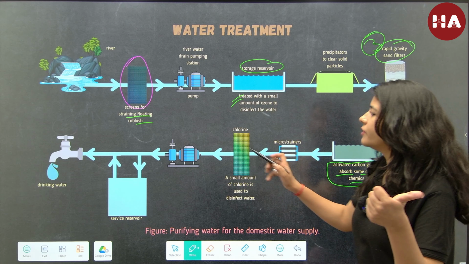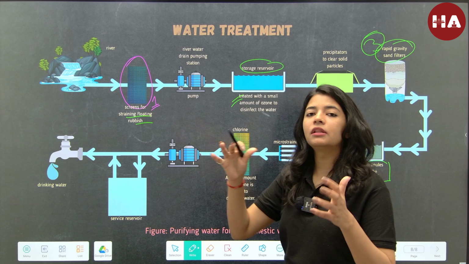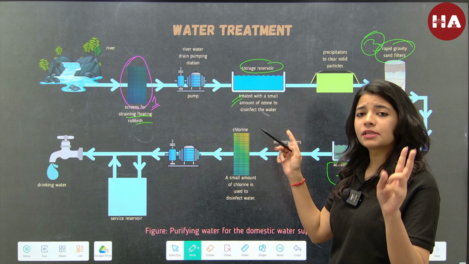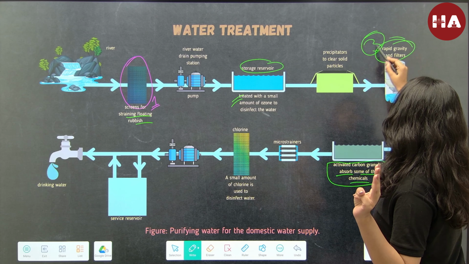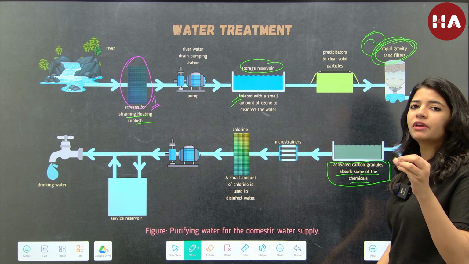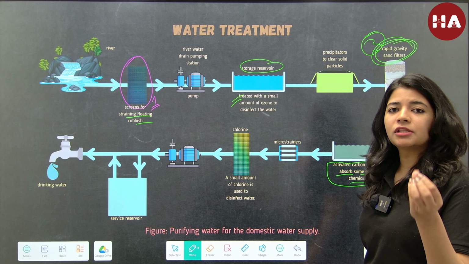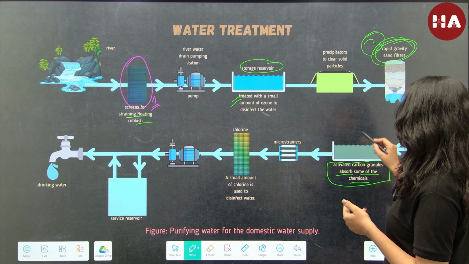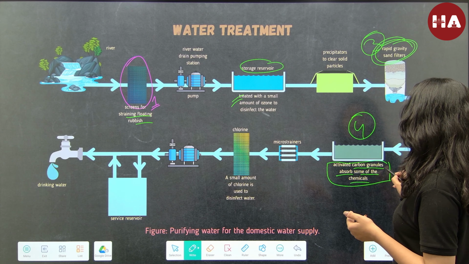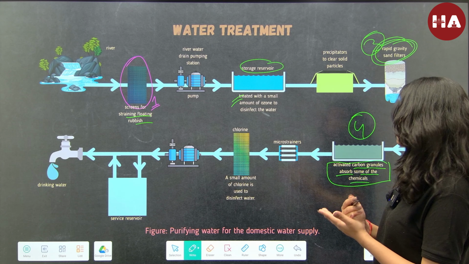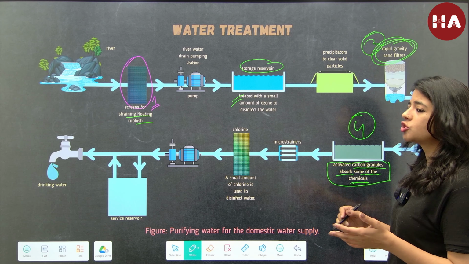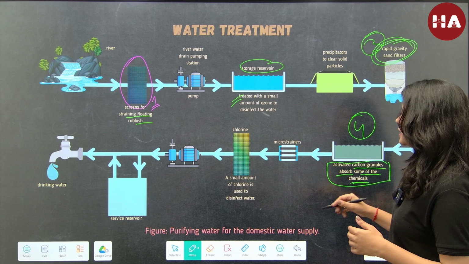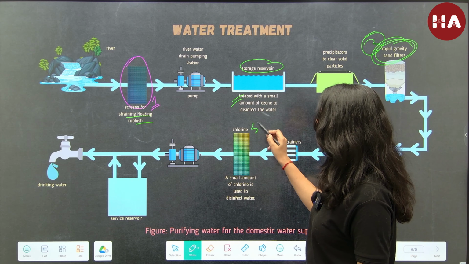Now clear. First step is what? Your screening, wherein the big insoluble substances like plastic and rocks are removed. Then sedimentation is the second step. Then the third step is rapid gravity sand filters, where we remove the small insoluble particles such as soil or sand. Then the fourth step is adding activated carbon granules so that they absorb some of the chemicals which are responsible for the bad taste or odor in the water. Then the fifth step is to add the chlorine.